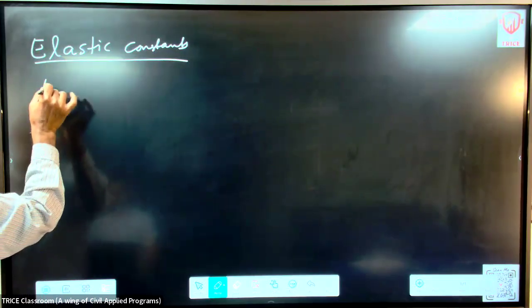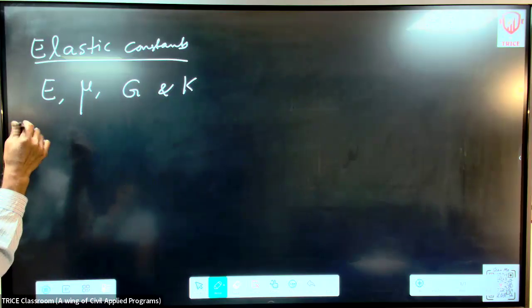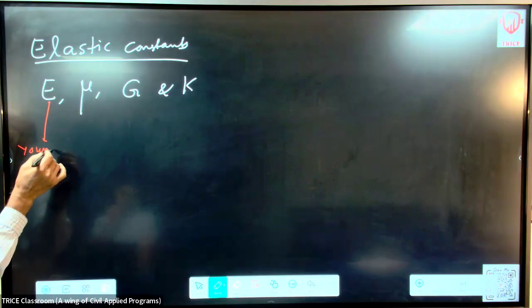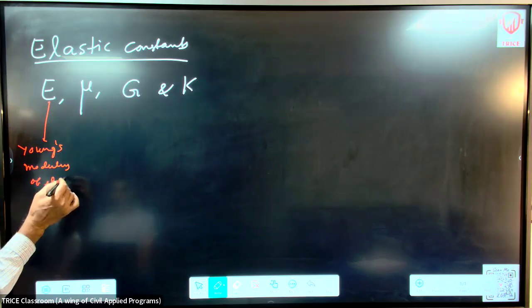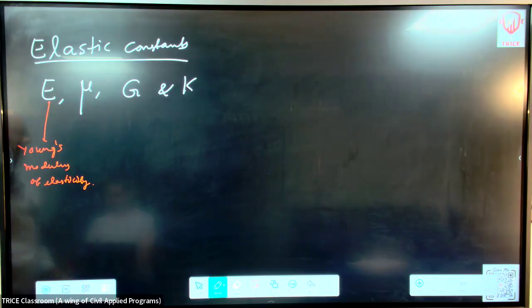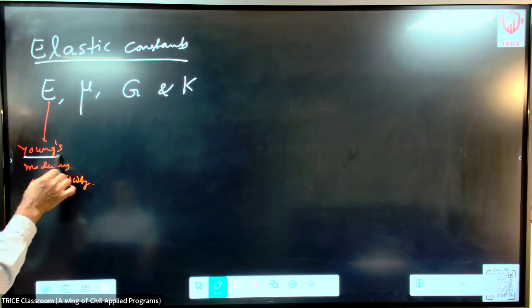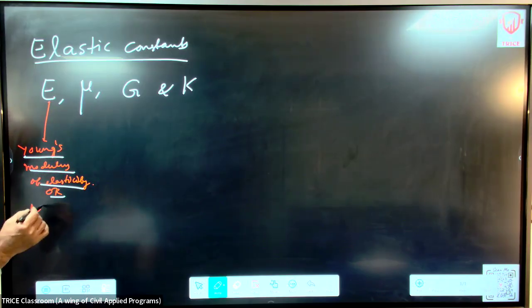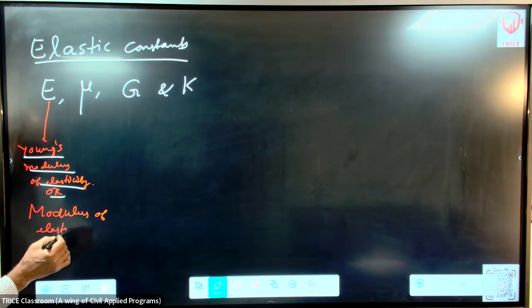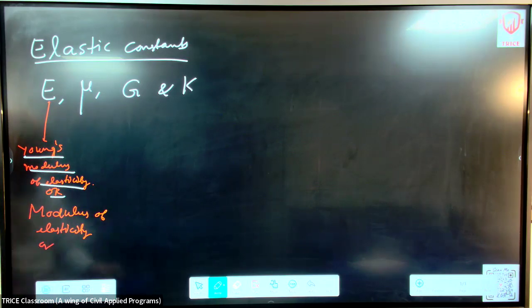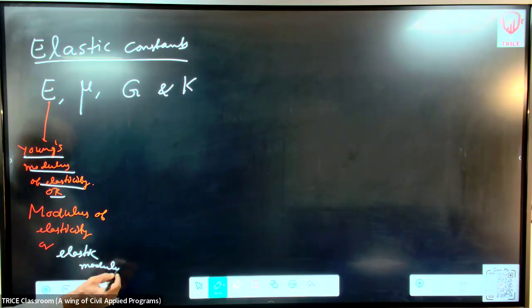They are actually E, mu, then G and K. This E is called Young's modulus of elasticity, or simply called the modulus of elasticity, or sometimes called elastic modulus. All are same.